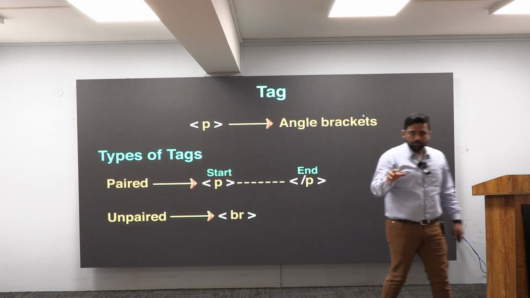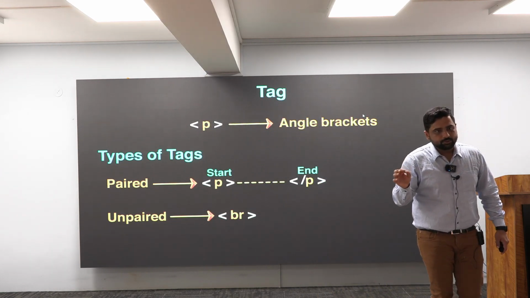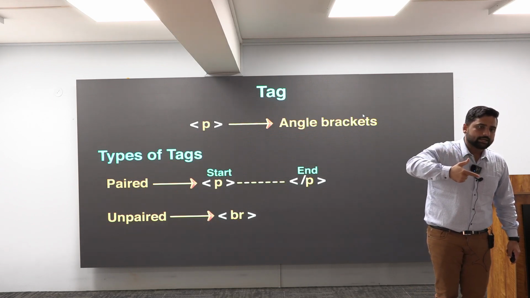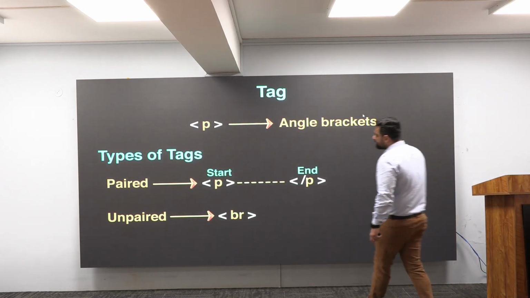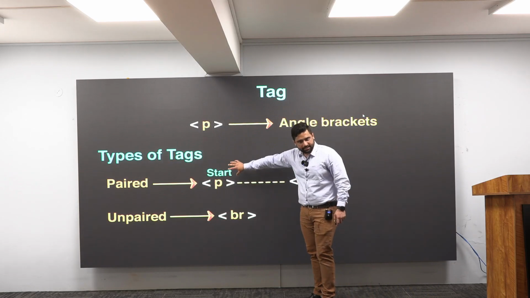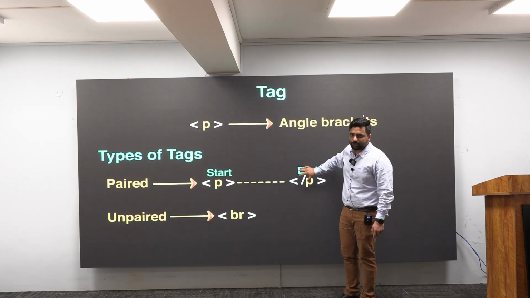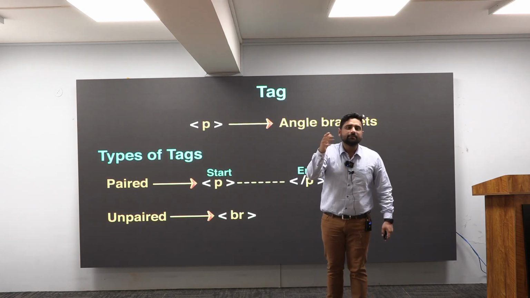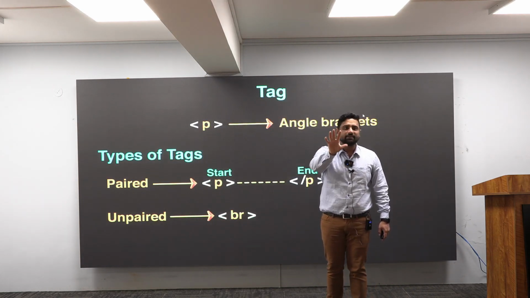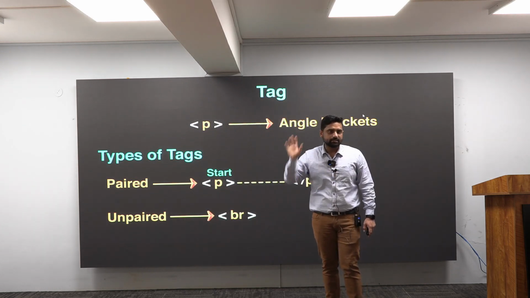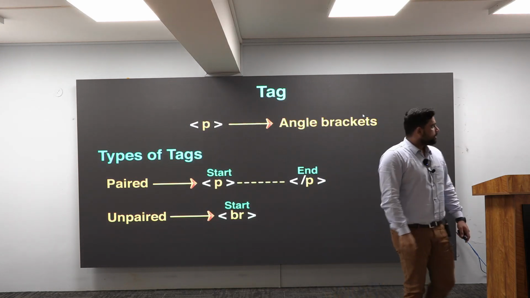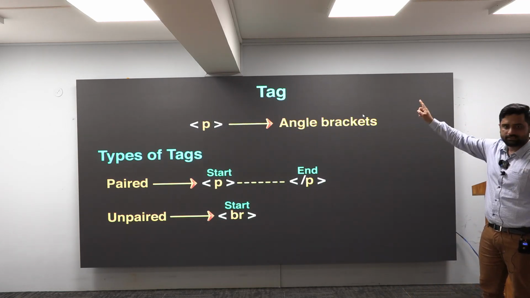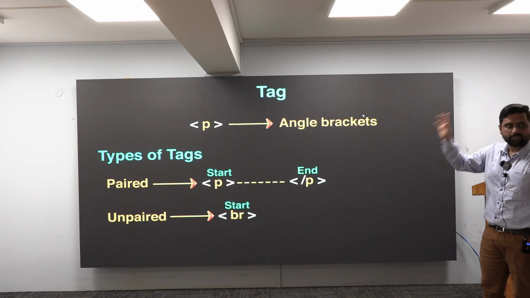Am I clear? So what are all the types of tags we have? Two. What are those? Paired and unpaired tag. How do you define a paired tag? A tag where we have a starting point and an ending point also. How will you define your unpaired tag? Such a tag where we do not have an ending point, just a starting point. That's it. Am I clear? So just we have a starting point. Just make a note of this. A small note you can make of this, okay?